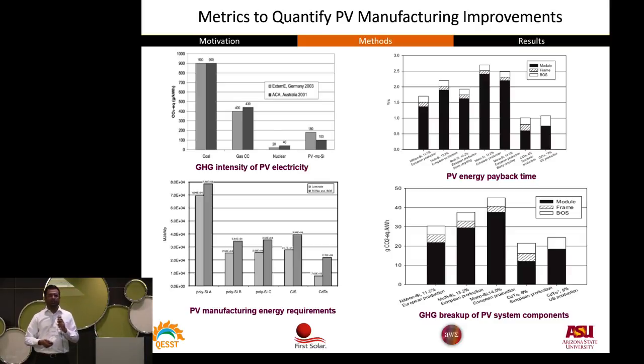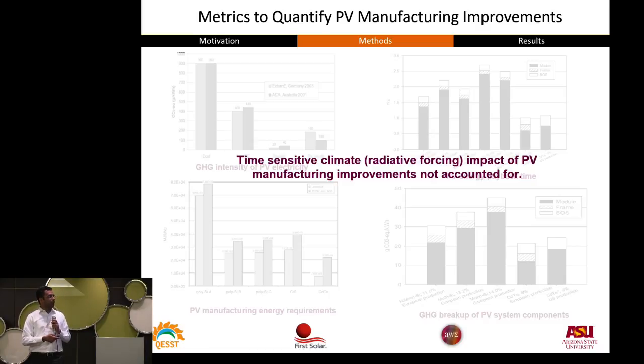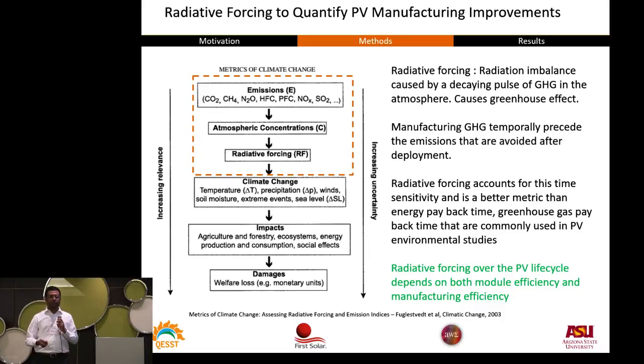And there are other metrics which are pretty obvious. What's the manufacturing energy per meter square of a PV module? And what's the greenhouse gas breakup of each of the PV components? So all of these are good metrics. They are simple. They are intuitive. But there's a problem with it. They don't account for time sensitivity. This is because greenhouse gas emissions tend to stay in the atmosphere. That aspect of time sensitivity is not accounted for by the previous metrics. So I'll be using this metric called radiative forcing to account for this time sensitivity and then calculate the climate impacts of improved PV manufacturing.